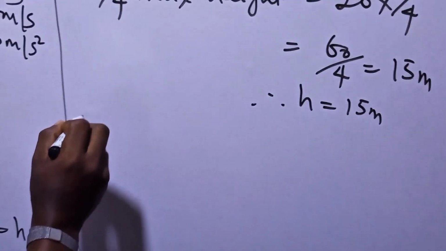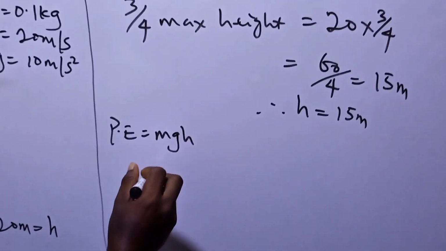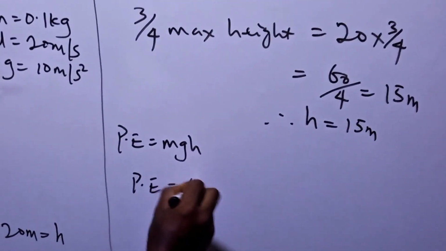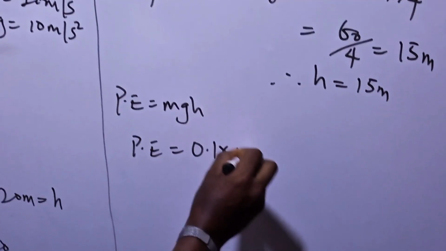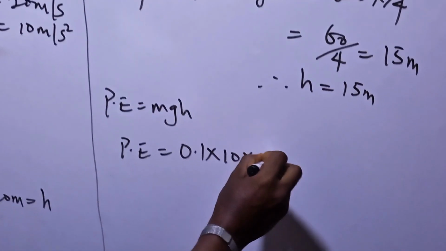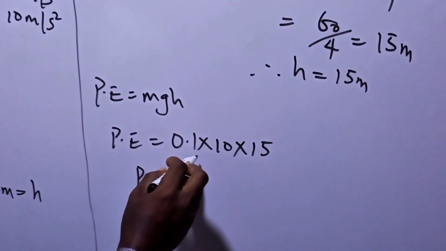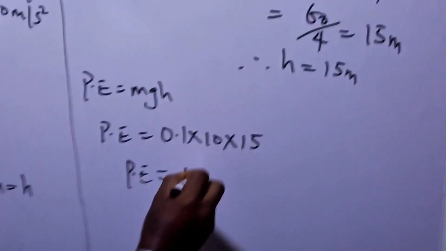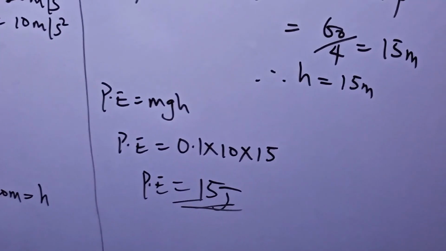Then, on the formula, potential energy, which is what we are asked to look for, is equal to mgh. Therefore, PE, the potential energy, equals, substituting the mass, 0.1, multiplied by acceleration due to gravity 10, multiplied by the height 15 meters. PE equals, if you multiply 0.1 by 10 and by 15, you will have the answer to be 15 joules. That potential energy will be equal to 15 joules.